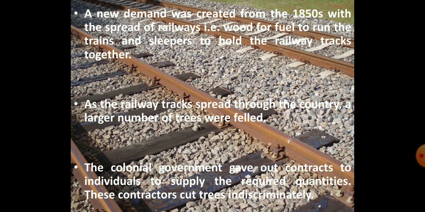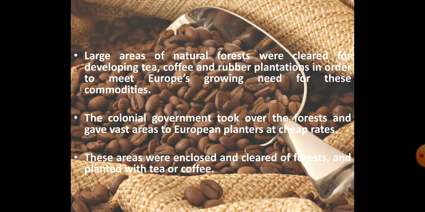From the 1860s, the railway network expanded rapidly and railway tracks spread through the country, resulting in felling of trees in large numbers. The government gave out contracts to individuals to supply the required quantities, and these contractors cut the trees very carelessly. There was a growing demand for tea, coffee and rubber. To meet this demand, plantations of tea, coffee, rubber were to be developed. The colonial government gave vast forest areas to European planters at cheap rates. These forest areas were cleared of forests and planted with tea or coffee.